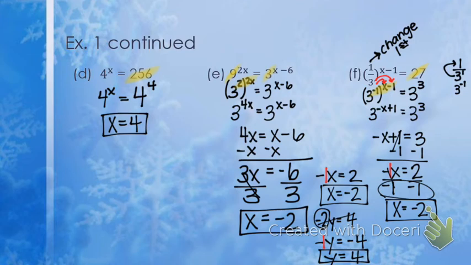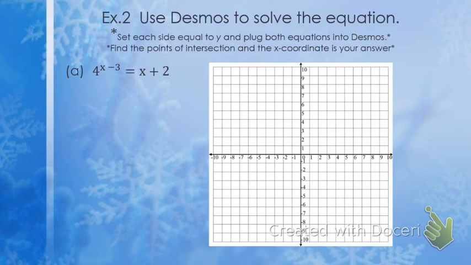Now, I want you to go grab your phones, I want you to open Desmos, and I want you to lay them flat on your desk. Now, in example 2, it asks us to use Desmos to solve the equation. Now, you're going to see some very familiar things here because we have done this before, but make sure you are paying attention and you are highlighting certain things. It says, set each side equal to y and plug both equations into Desmos. So you're not going to go to Desmos and plug in exactly what you see. You're going to have to start by setting each side of the equation equal to y.